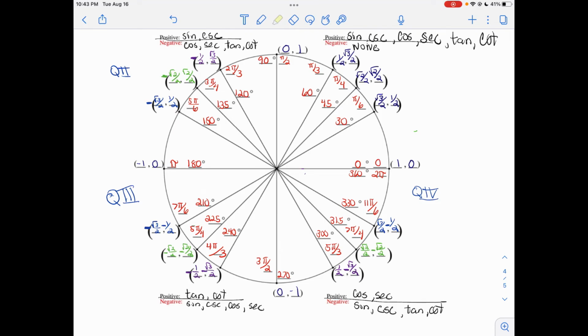Now I want to show you another way that you can figure out these angles. We've already memorized the pattern for that first quadrant. So we know this quadrantal angle is 1, 0. We start at 1, so we count down: 3, 2, 1, 0. Take the square root, divide by 2. That gives you those values.